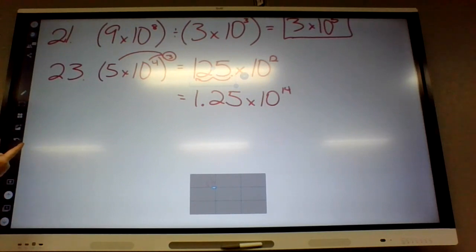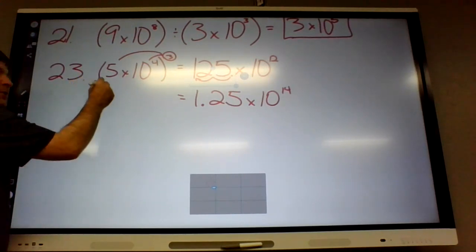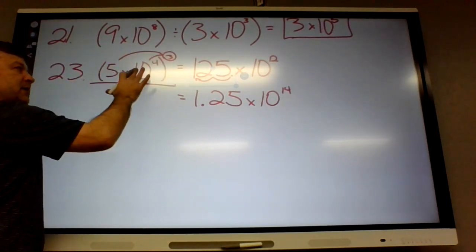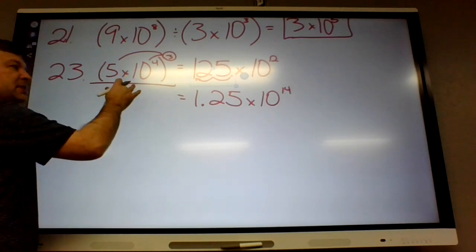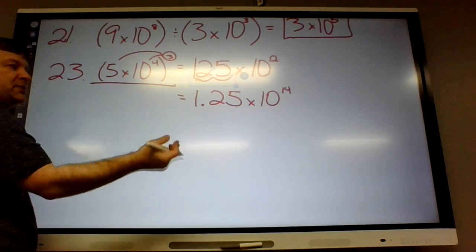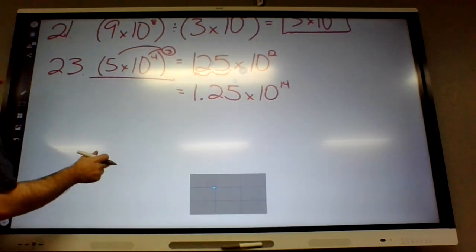Again, that's kind of confusing. So if you get confused, just plug that in your calculator, just as it's written. It'll give you a big number, and then you're going to have to change that into scientific notation.